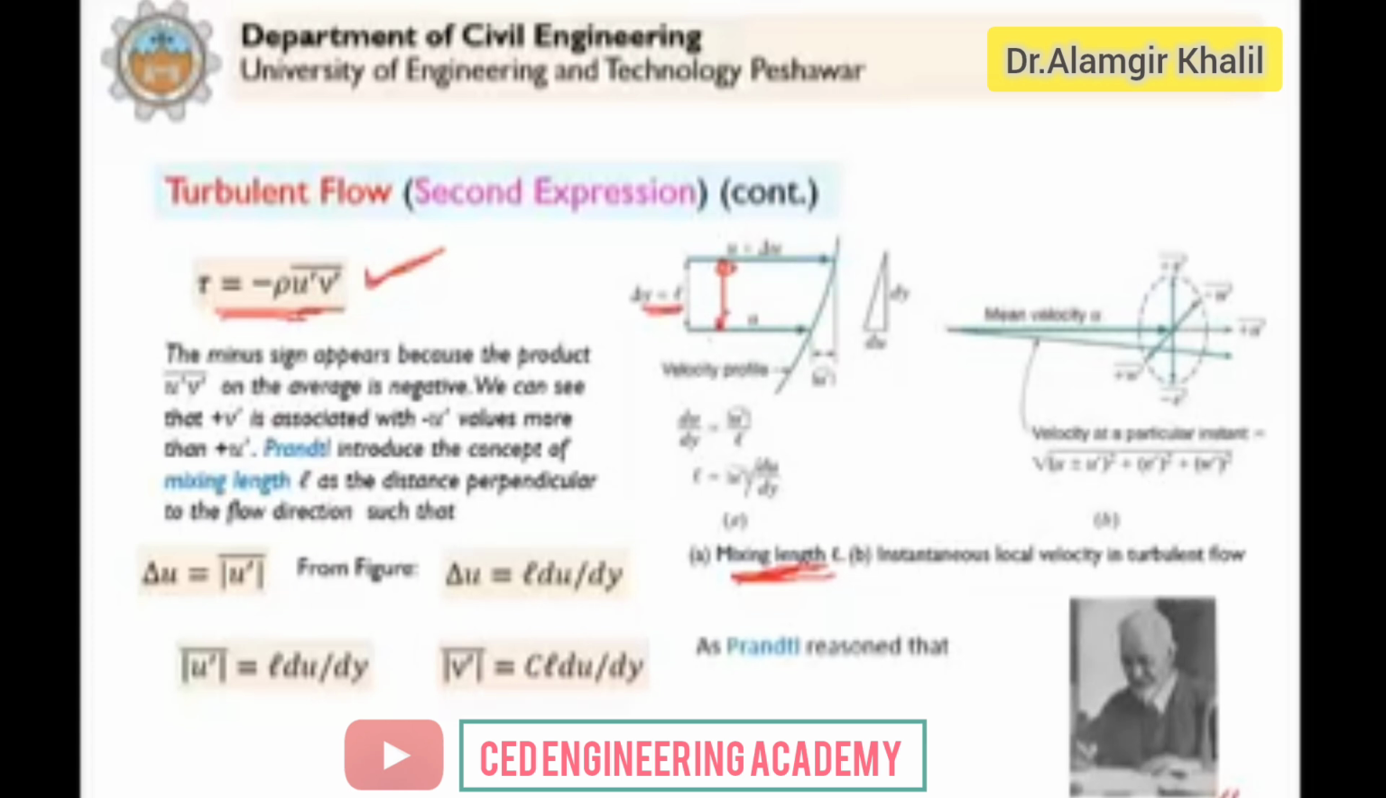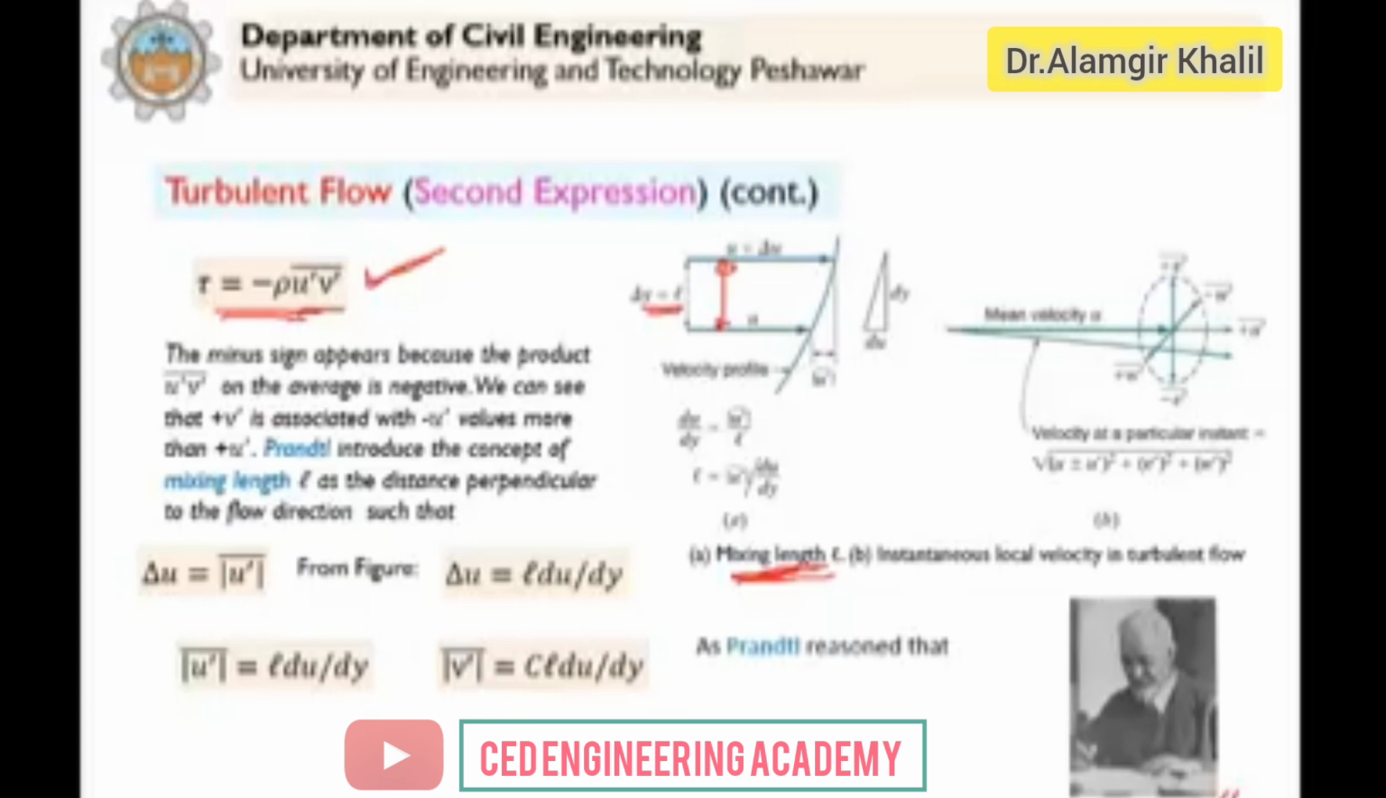As we already discussed, there is a momentum transfer between the two layers. Either the fluid particle moves from the lower layer to the upper layer or from the upper layer to the lower layer. So it says that it is that distance in which this momentum transfer between the two layers will occur.